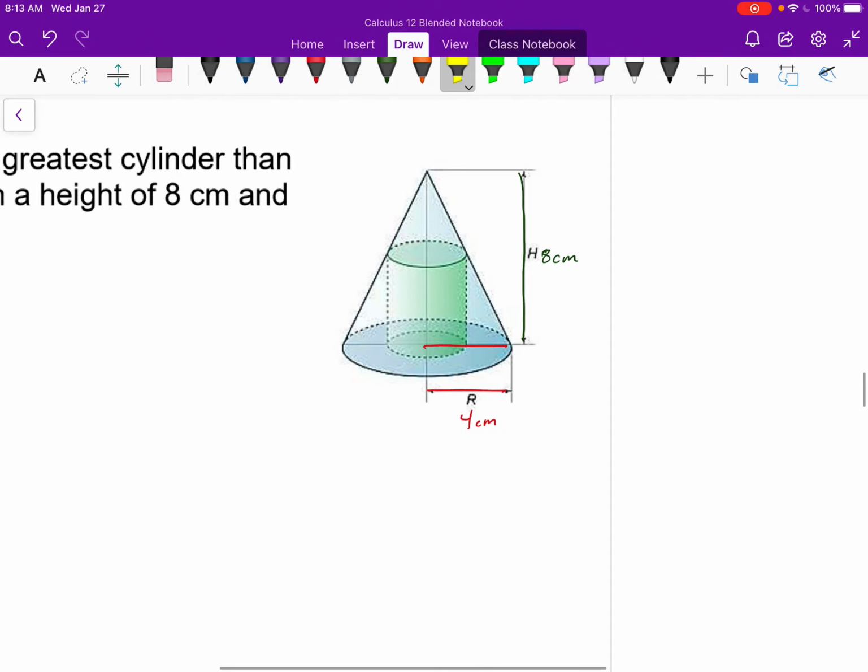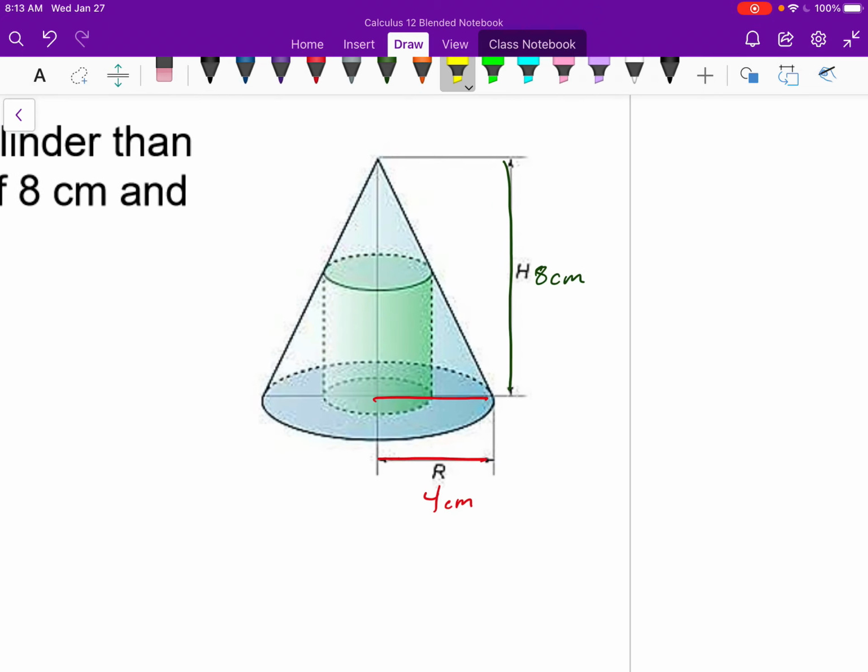Well, if I look at this, there's a few ways of setting it up, but one way I'm going to use is similar triangles, because regardless what the cylinder looks like inside here, I can see the radius of the cylinder is going to be proportional to the radius of the cone. And the height of the cone is going to be proportional to the height of this empty space right here. Right? This triangle here is similar to this triangle here. So that's the proportion I see.